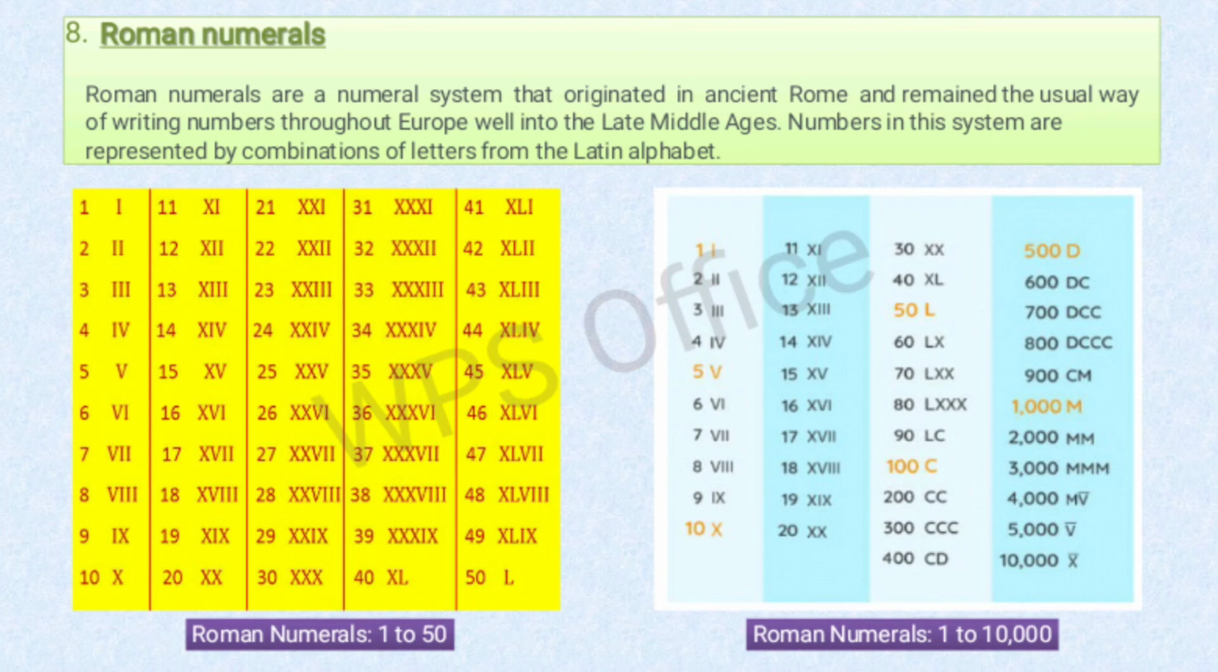So 20 will be written as XX, like 10 plus 10. 50 will be written as L, 100 will be written as C, 500 will be written as D, and 1000 will be written as M.